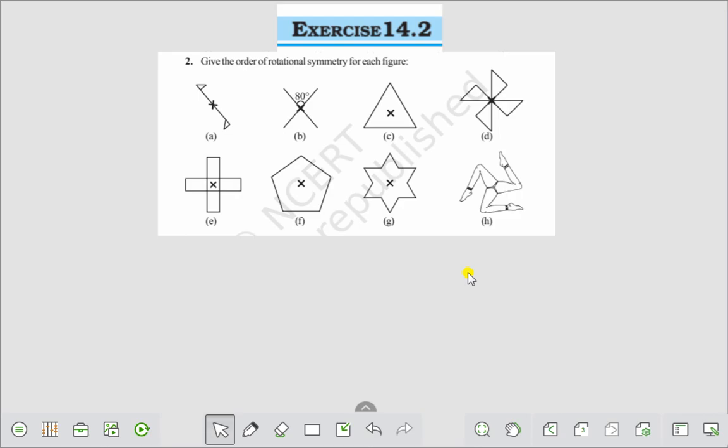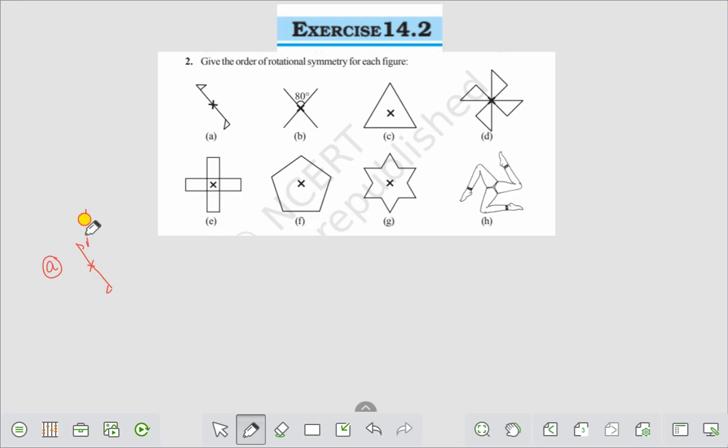Hello everyone. Today I'll discuss exercise 14.2 question number 2. Give the order of rotational symmetry for each figure. Let us find one figure, that is figure number A. If we take figure number A, this is the cross. This is in this way and this is in this way. Right? This is the original figure.